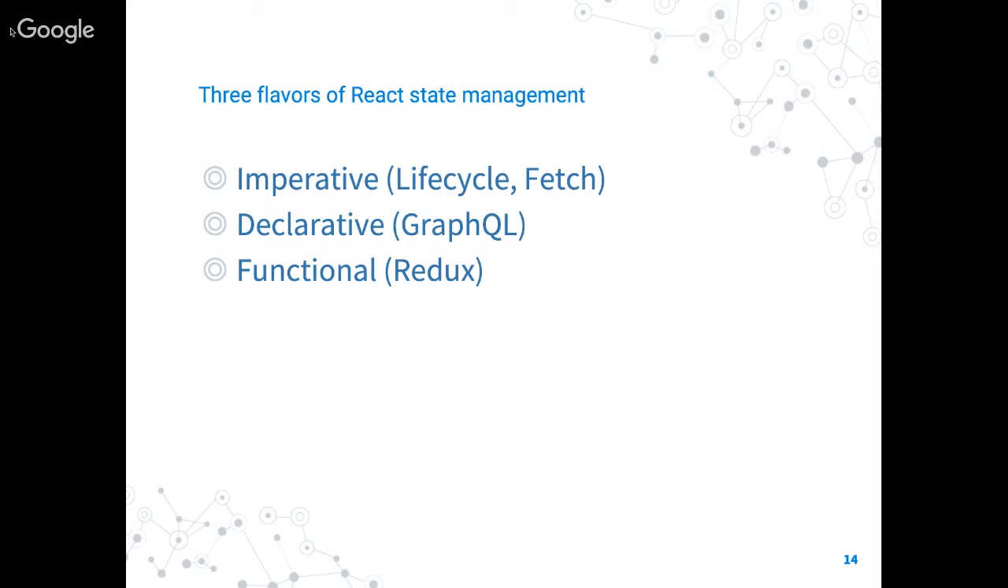The second flavor, which I think is pretty rad, and honestly, I'd love to do a whole talk just on this, is declarative React state management. I think the idiomatic example of this is GraphQL, and specifically either Apollo Client or Relay. These systems are pretty unique in that effectively the component declares all of its data dependencies, and then these client-side tools will handle fetching all that data from the API.